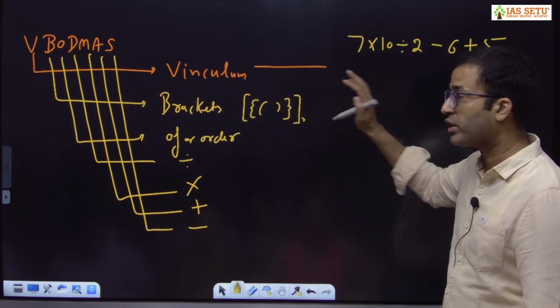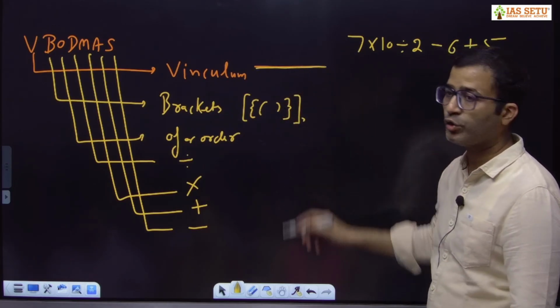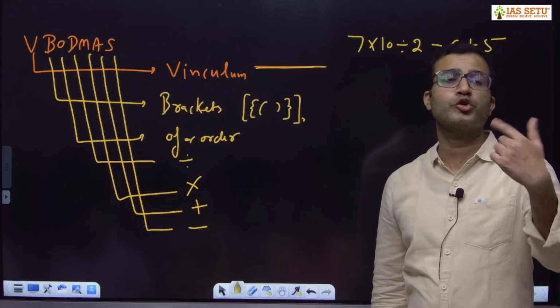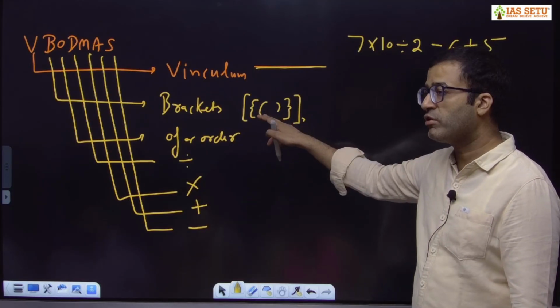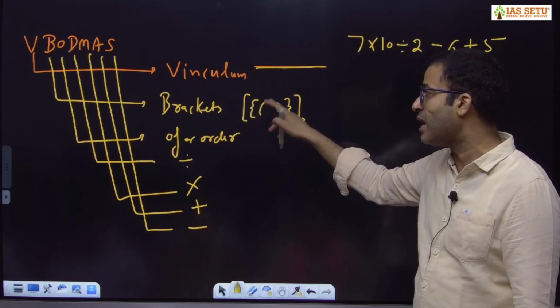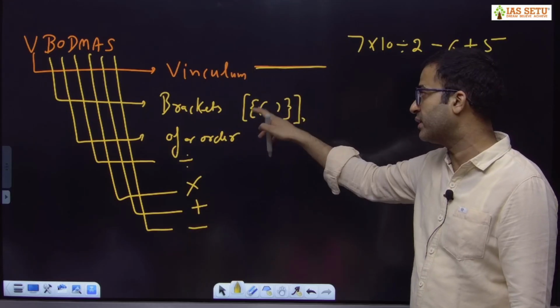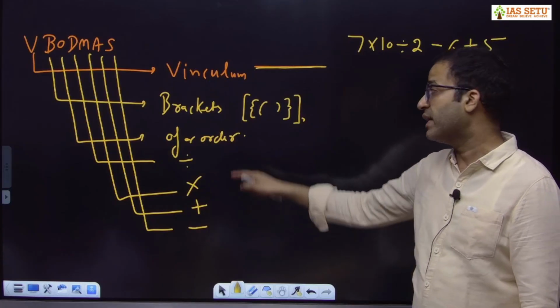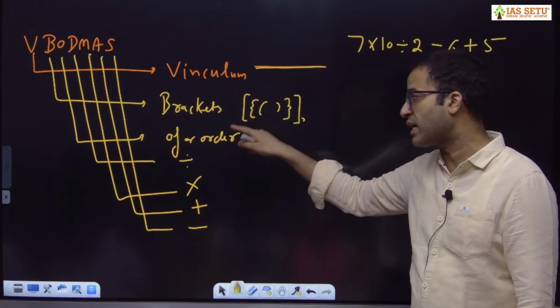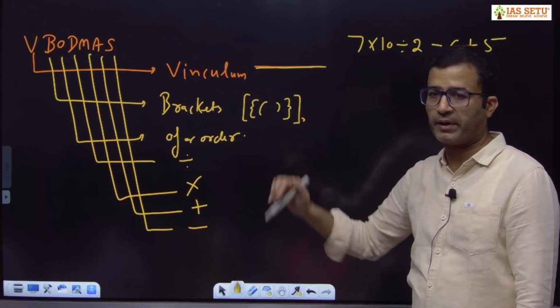If in your calculation there is a vinculum or bar bracket, first you have to remove that bracket. After that, in case of brackets, first you have to open the small bracket, then the curly bracket, then the square bracket. Then if any of or order is used, then division, multiplication, addition, subtraction.